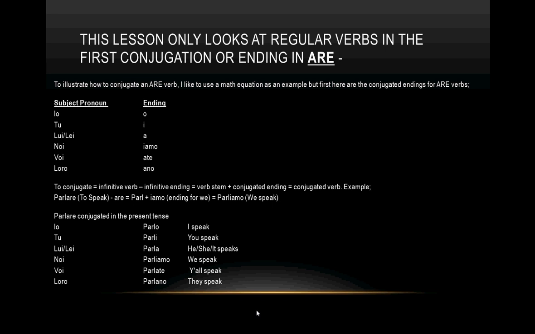Parlare conjugated in the present tense comes out as follows. Io parlo, I speak. Tu parli, you speak. Lui, lei parla, he, she, it speaks. Noi parliamo, we speak. Voi parlate, y'all speak. Loro parlano, they speak. You're going to want to memorize these endings. O, i, a, iamo, ate, ano. Because you're going to see these for other verbs as well.